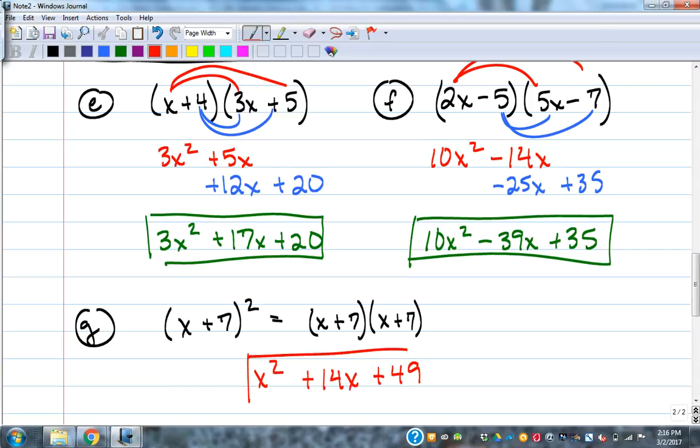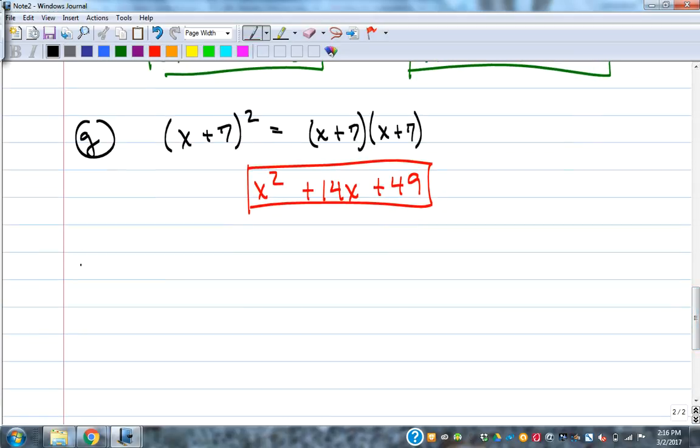And that's what it'll be to square a binomial every time. So if you don't know the shortcut, write it out like that and do distributive property. It's the same answer. Okay. The shortcut's just going to speed you up, make you faster, more agile mathematician.